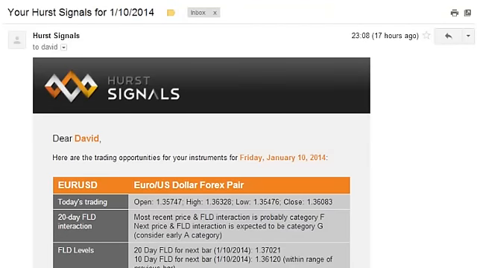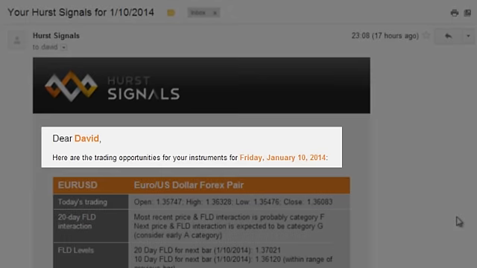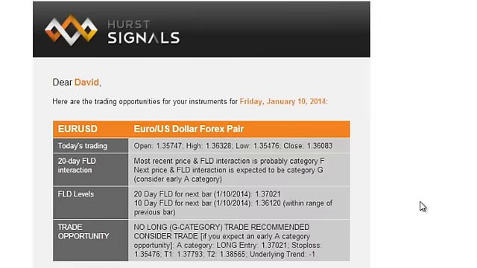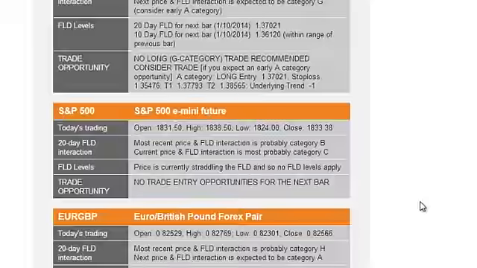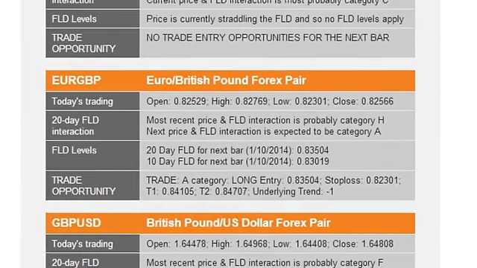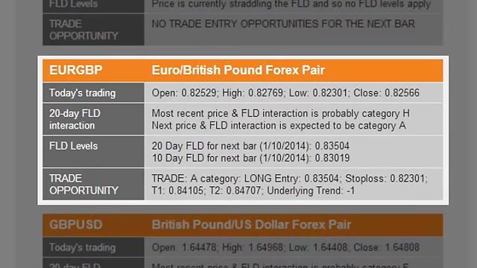Here is an email that I received last night. There is a list of all the instruments that I subscribe to, and these are the trading opportunities for those instruments for Friday, January the 10th, 2014. Let's scroll down through the email and we can take a look at one of those trading opportunities. For instance, here, the Euro to British Pound forex pair.